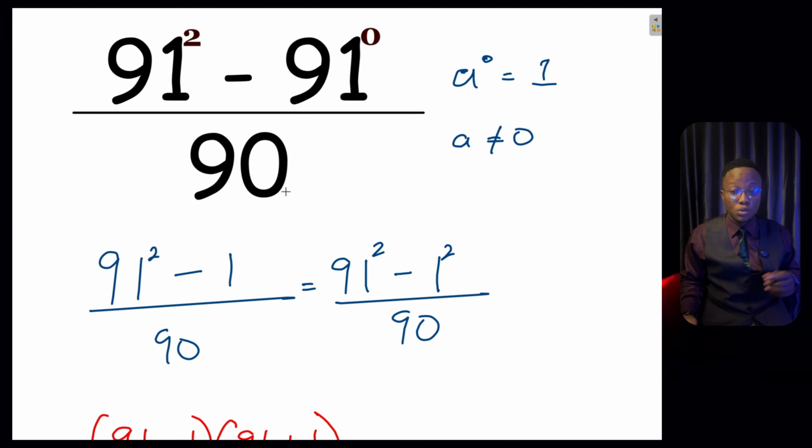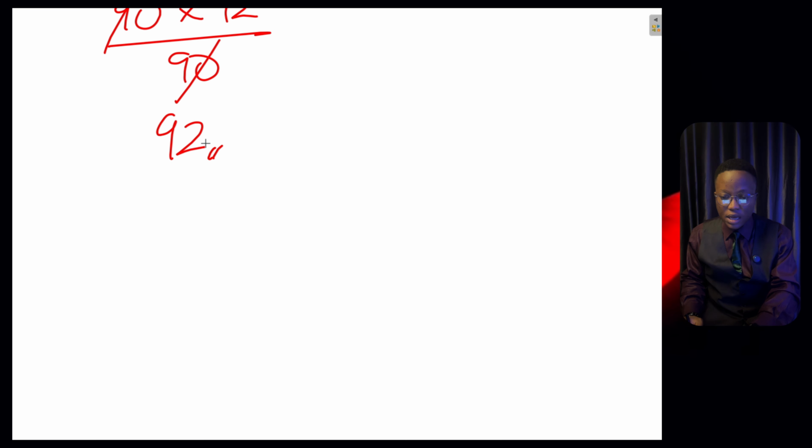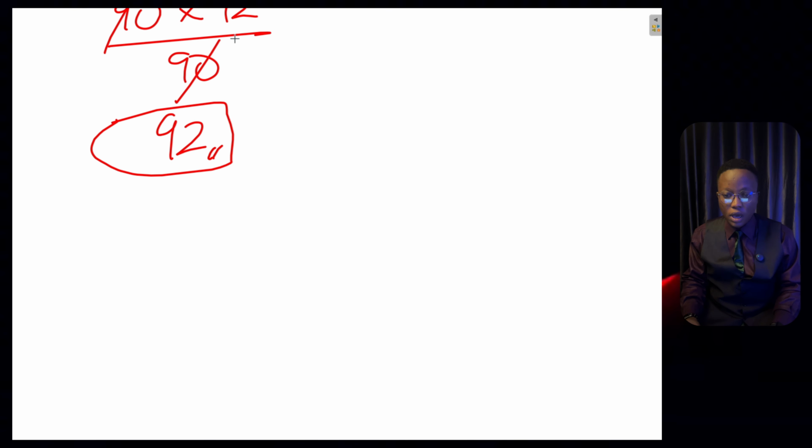Without using a calculator, we're able to find out that 91 squared minus 91 raised to power 0, all over 90, is simply 92. Okay, see you in the next class.